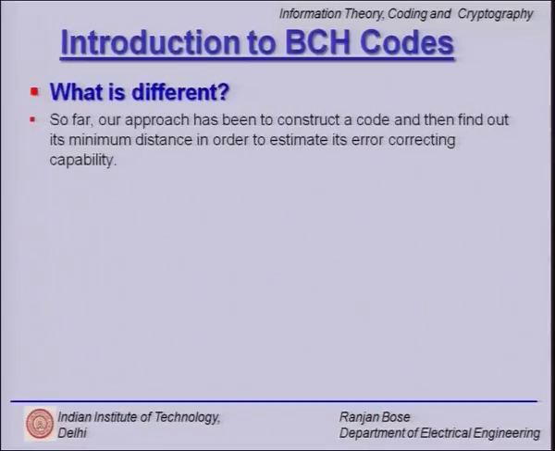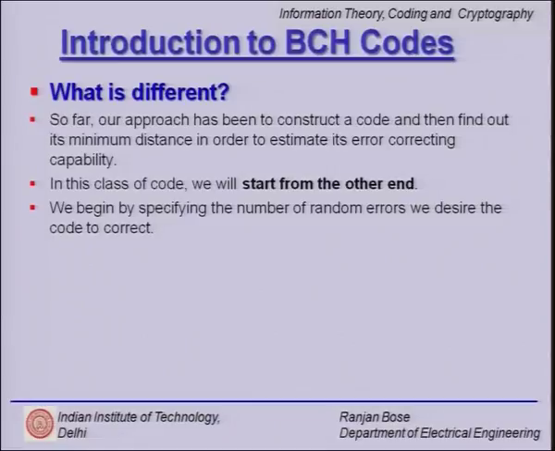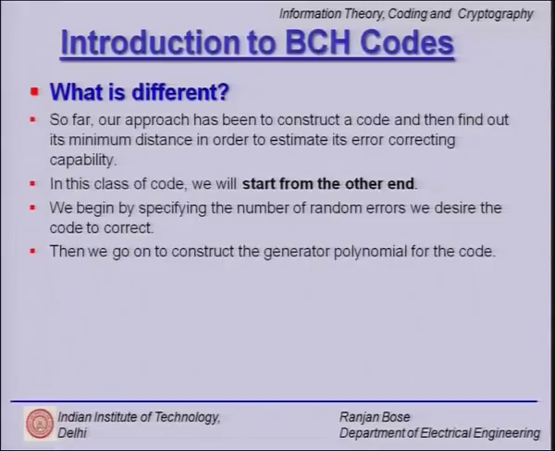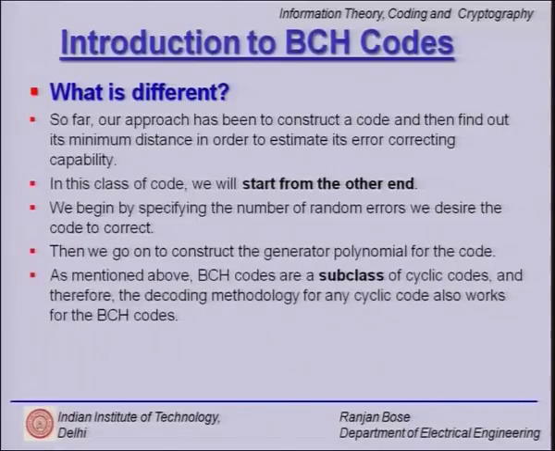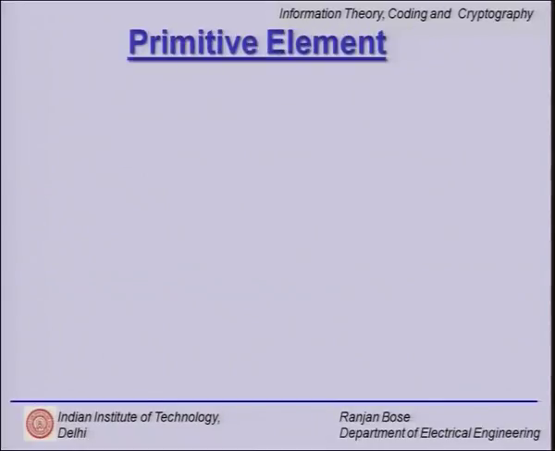So, please remember the key difference between what we have learned so far and the BCH codes. In BCH codes, we start from the other end. We decide how many errors we wish to correct, and then we design the particular BCH code for that number of errors being corrected. So, T, which represents the number of errors we wish to correct, coupled with N, the block length, are the starting points for BCH codes. As we mentioned before, BCH forms a subclass of cyclic codes.